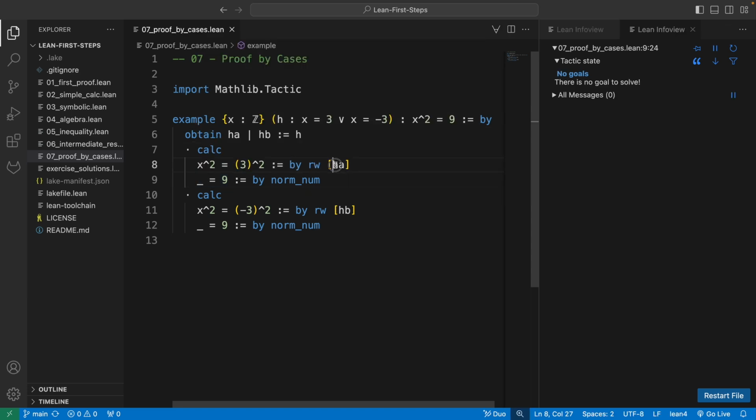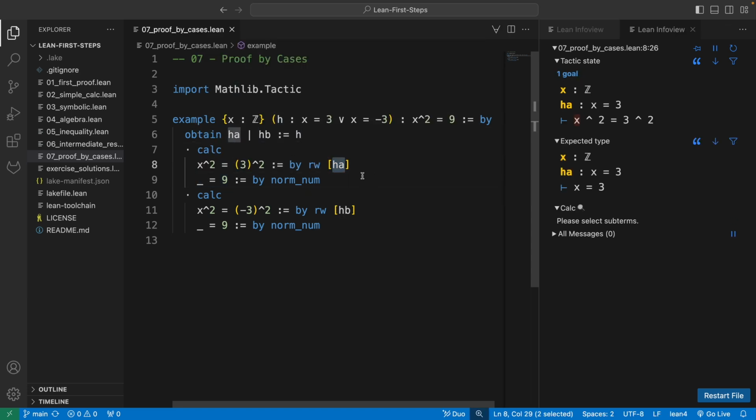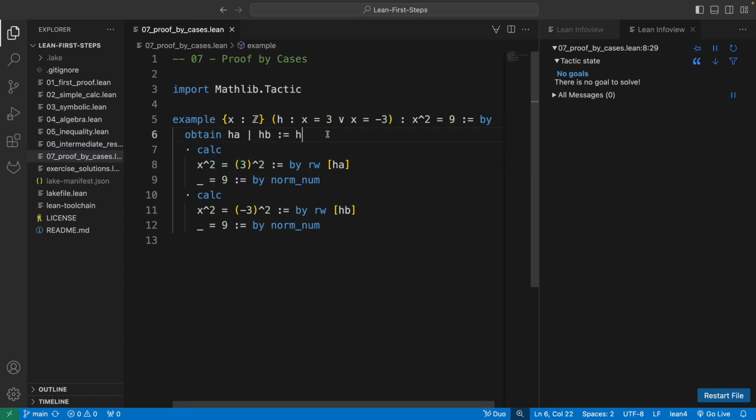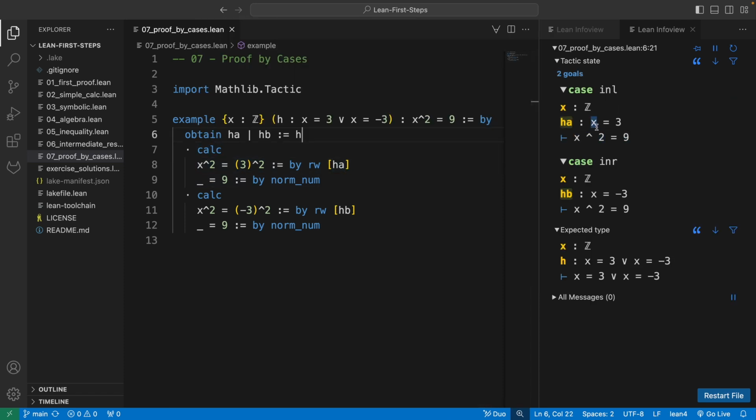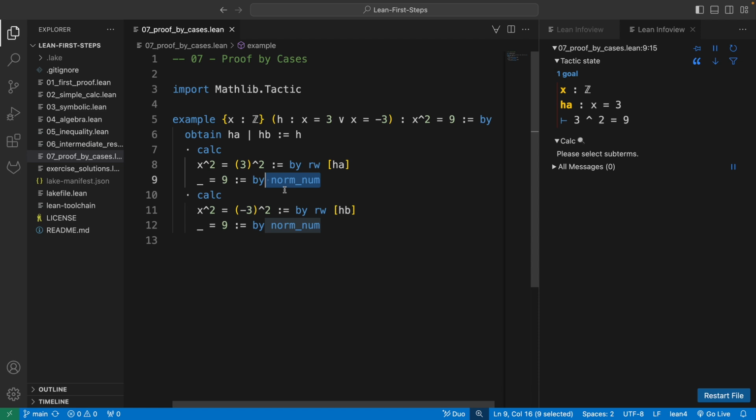So HA is what we referred to when we justified x squared is 3 squared. HA is x is 3, so we can do that. And then that's 9 by using just normal arithmetic. And then we just have one more case to do.